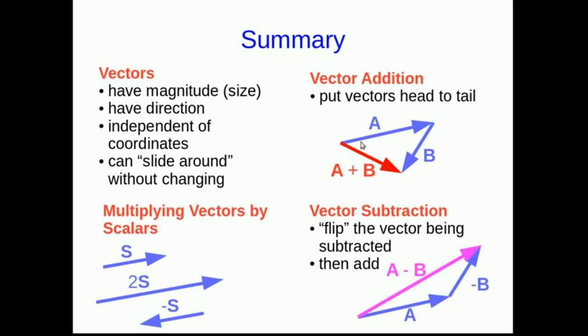To add 2 vectors, you stick them head to tail, and you draw a new vector from the tail of the first one to the head of the second one, and that's the sum. You multiply vectors by scalars just by stretching them or contracting them for scalars less than 1. And if the scalar is negative, then you flip the direction of the vector. And that gives you your way of doing vector subtraction. You just take the vector being subtracted, so here I've taken b, and you flip its direction, and now you add them.